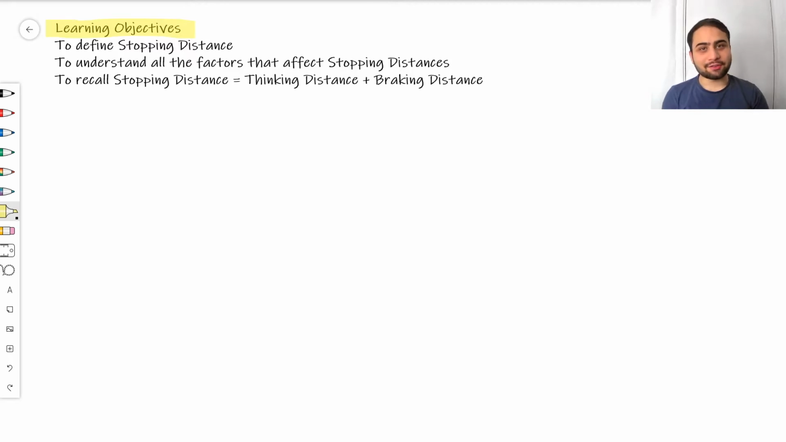So we only have a few learning objectives, and that's to be able to define stopping distance and to understand all the factors that affect stopping distance. We also want to be able to recall the stopping distance equation, which is stopping distance is equal to thinking distance plus braking distance. So if you're ready, let's get right into it.